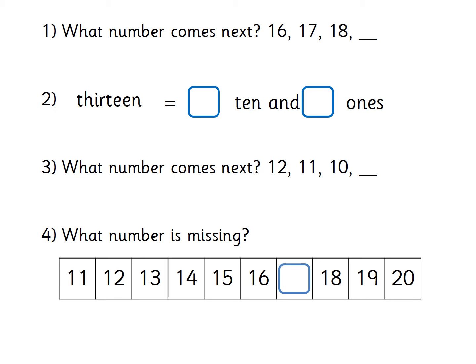I'll have a go as well. I'll start from 11. 11, 12, 13, 14, 15, 16. Oh, there's a space. 18, 19, 20. What comes after 16 but before 18? Well done. The number is 17. So that is our quick recap.